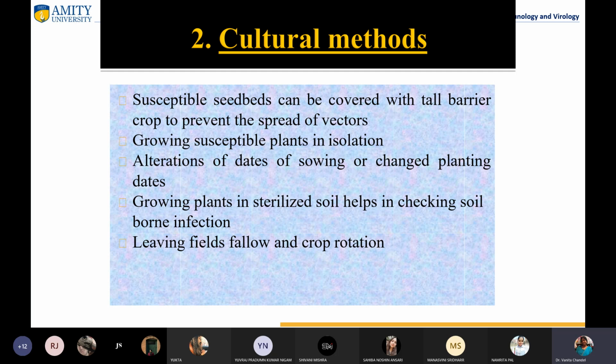Growing plants in sterilized soil. This can be done on a smaller scale, for example in glass houses or greenhouse cultivation. But when we are going for larger wheat fields or rice fields, this doesn't seem to be feasible, right? And then leaving fields fallow and crop rotation. Fallow means if this season I've grown tomato in a particular field, next season I leave it as such. I'll not grow anything in that field, or if required, I'll grow another crop, not tomato. That will again help somewhat in the prevention of the pathogen.